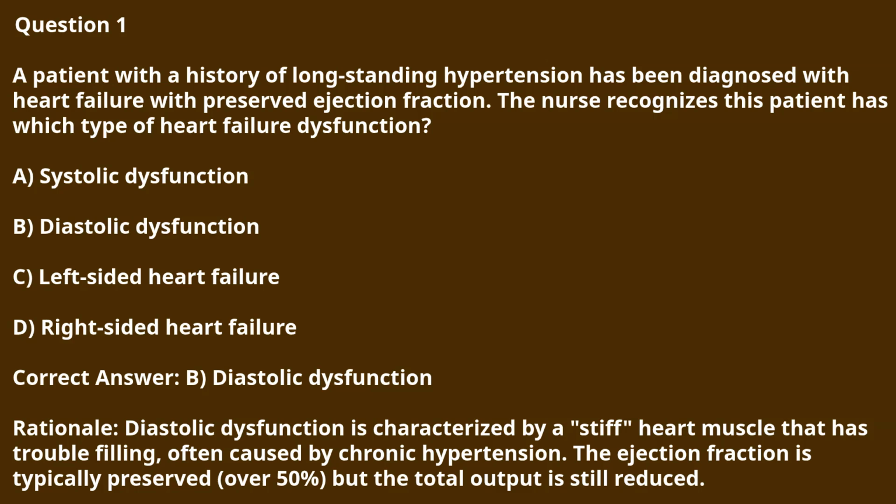Correct answer, diastolic dysfunction. Rationale. Diastolic dysfunction is characterized by a stiff heart muscle that has trouble filling, often caused by chronic hypertension. The ejection fraction is typically preserved over 50%, but the total output is still reduced.